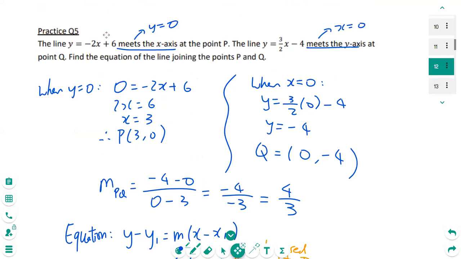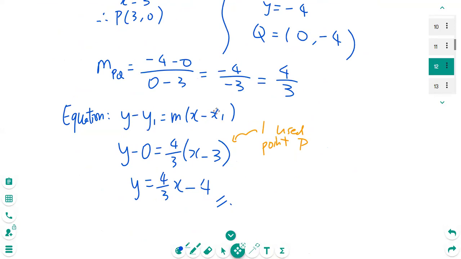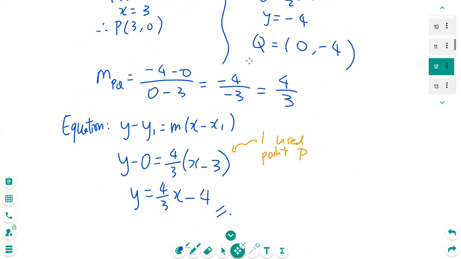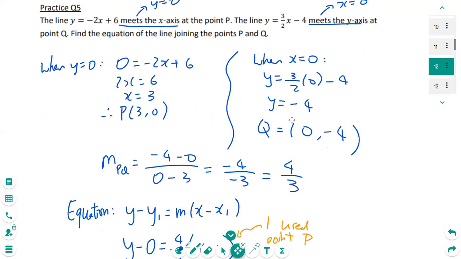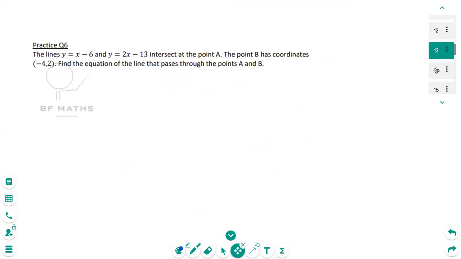Meets the x-axis means y is 0, sub in y equals 0, get x equals 3. When it meets the y-axis means x is 0, sub x equals 0, you get y equals minus 4. So you've got two points. To find the equation of the line, you find the gradient, and then use y minus y1 equals m(x minus x1). You could use the coordinates of Q or P, doesn't matter. If you use Q, it should be y plus 4 equals 4/3 of (x minus 0). And the final answer is y equals 4/3 of x minus 4. You don't have to put it in integers because the question didn't ask you to do that. And that's the last example.